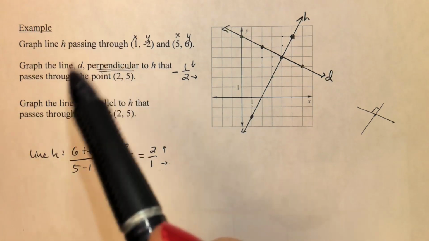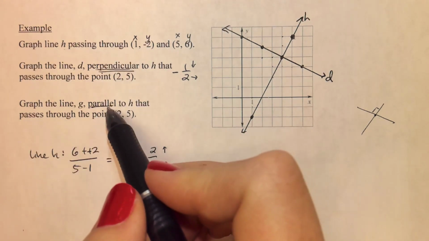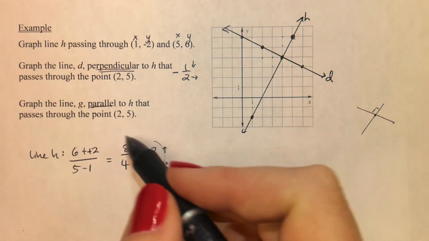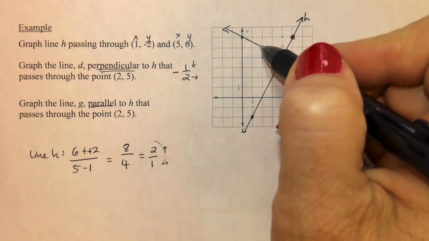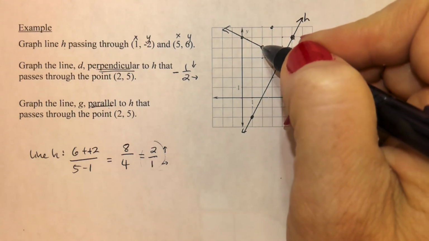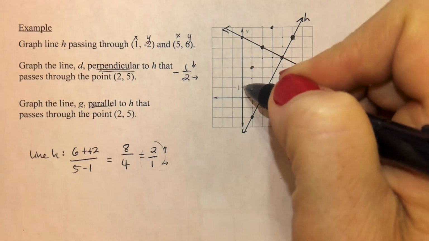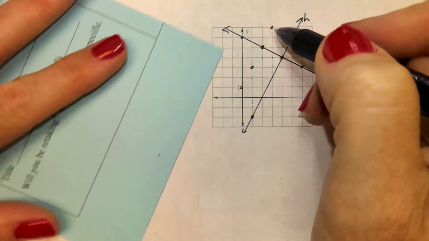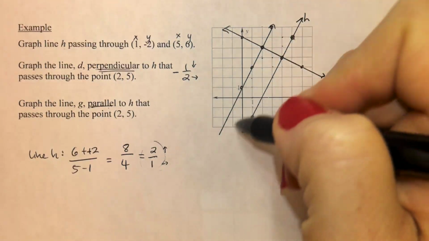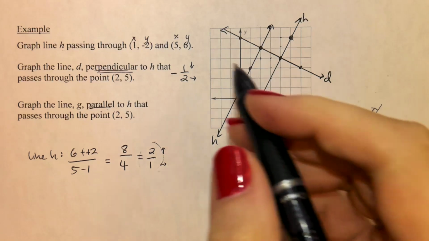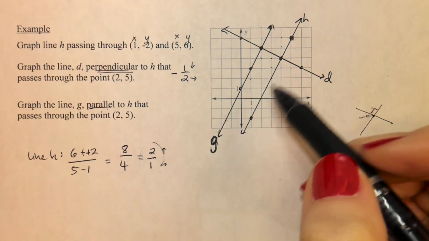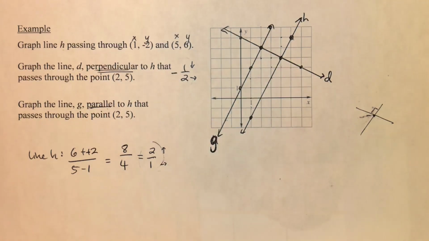Last one says we're going to graph a line, but this time it's going to be parallel to H. Parallel means I have to use the same slope. The original slope of H was 2 over 1, and we're still going through this point 2, 5. So that's right here, and we need a slope of up 2 over 1. Then we can just go backwards for that: down 2, back 1, down 2, back 1. Just connect these. About there. And this is g, not h. The original was h. So these two are parallel, they have the same slope, and then d is perpendicular because it has the opposite reciprocal slope.